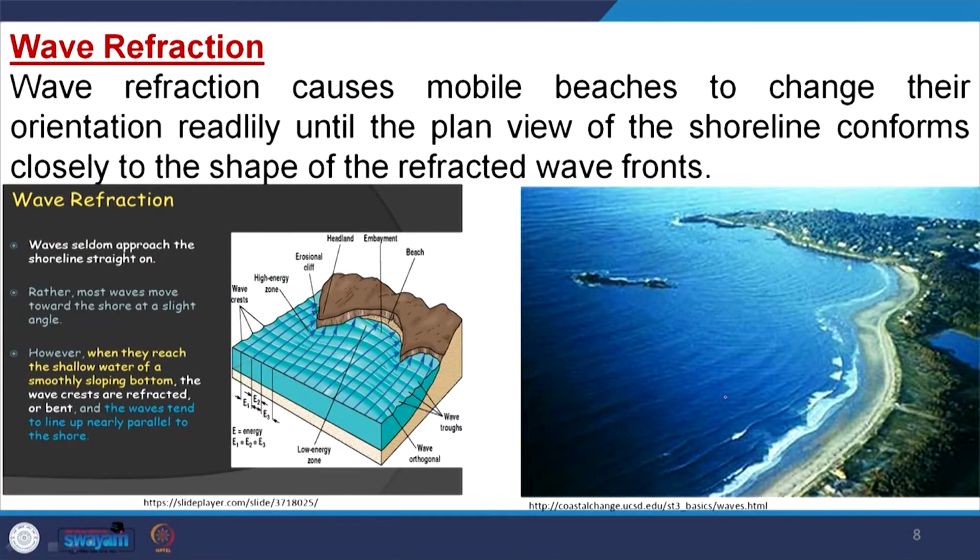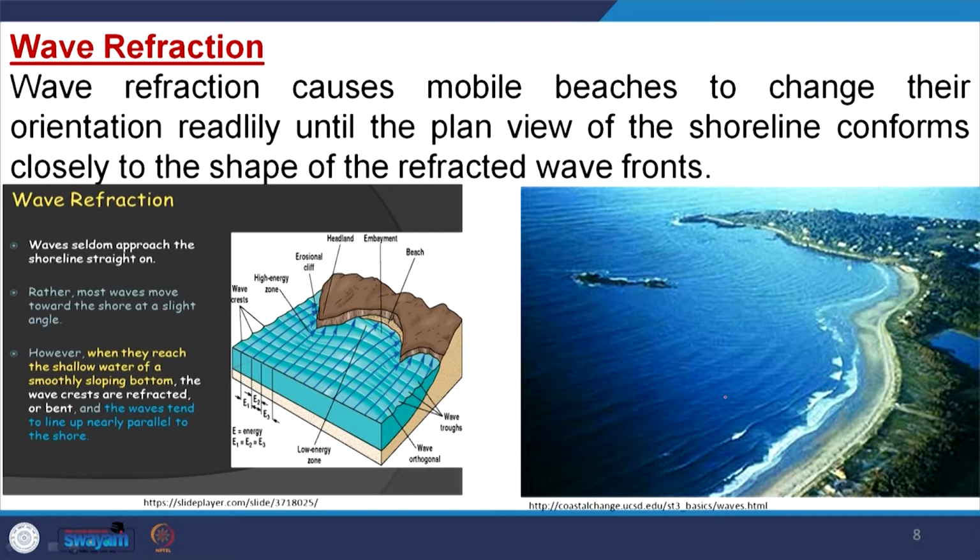Then we will discuss here wave refraction. We have already discussed the reflection of these waves. When there are cliffs, waves hit these cliffs and reflect back. Similarly, wave refraction causes mobile beaches to change their orientation readily until the plan view of the shoreline conforms closely to the shape of the refracted wave front.